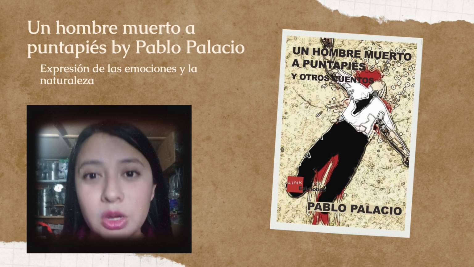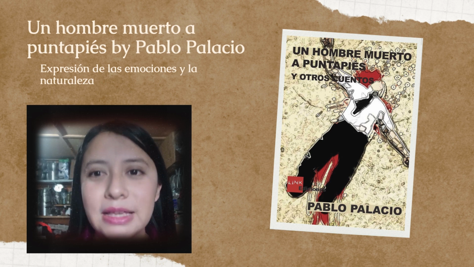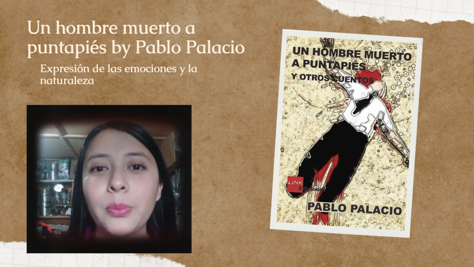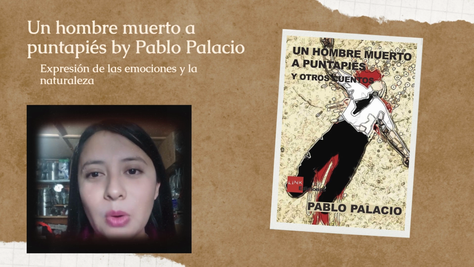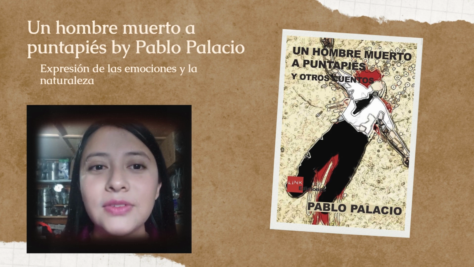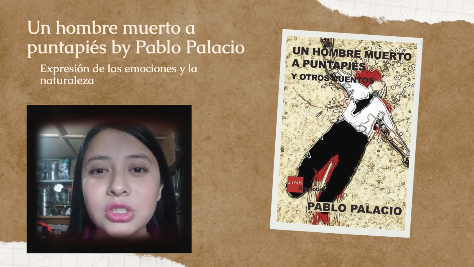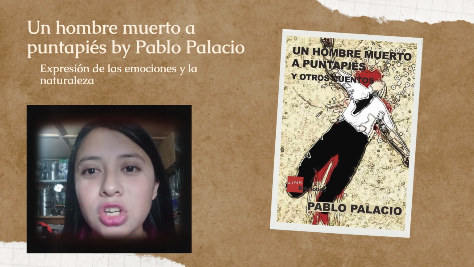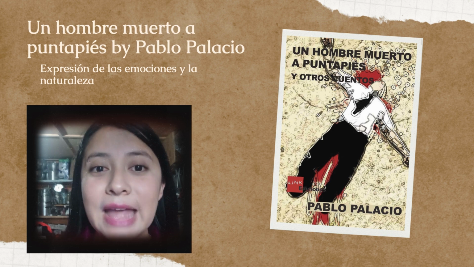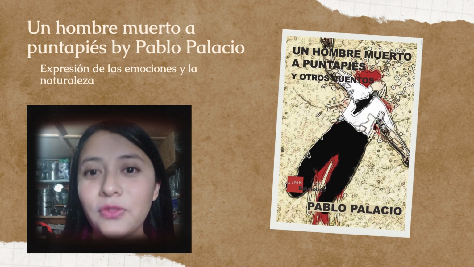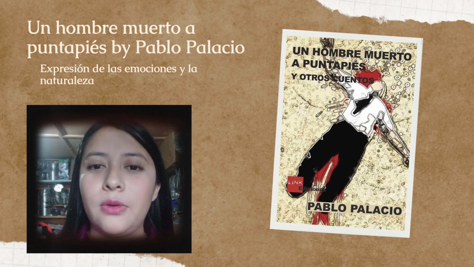First, from Ecuador, we have Pablo Palacios, Un hombre muerto a puntapiés, a contemporary short story that gives us insight. Notice how Palacios weaves social commentary into his narrative, making it perfect for discussion about societal change and urban development.